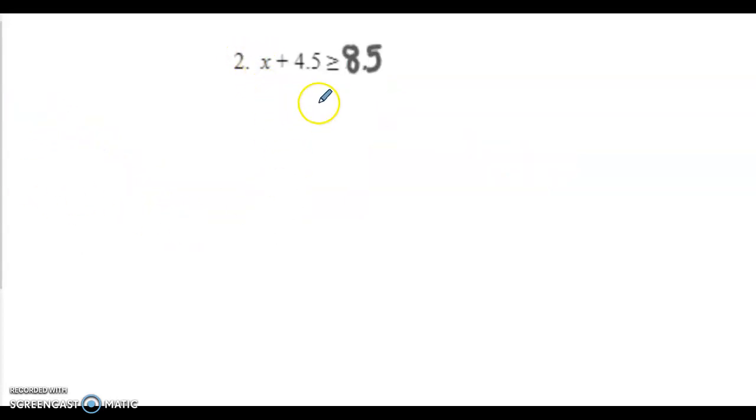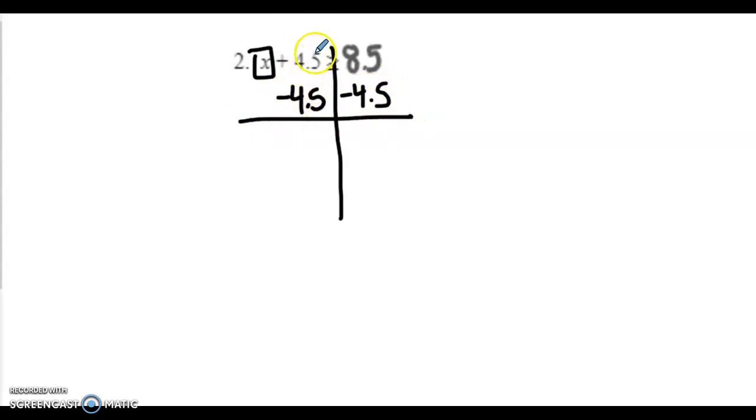So let's look at this one. We're going to start off, draw our line down our symbol, box off our x, and then get the x by itself. So we need to get rid of plus 4.5. The opposite would be to minus 4.5 from each side. The 4.5 minus 4.5 is 0, so we cancel that out. Bring our x straight down, and then subtract this. 5 minus 5 is 0. 8 minus 4 is 4.